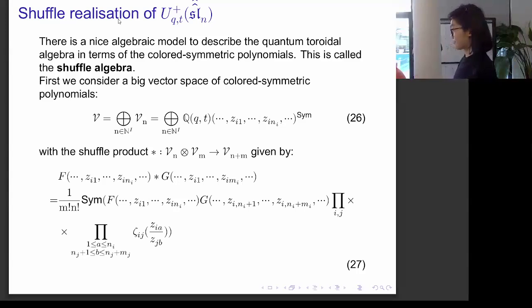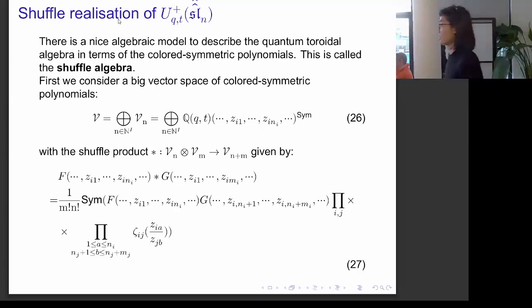And we define a shuffle product on this big vector space as follows. Suppose that we have a function f of n variables and a function g of m variables. The result of this shuffle product will be a function of n plus m variables. So what this means is that we take the product of f and g, which will be symmetrized. And before doing the symmetrization, we also twist this product with the product of the rational functions over here.